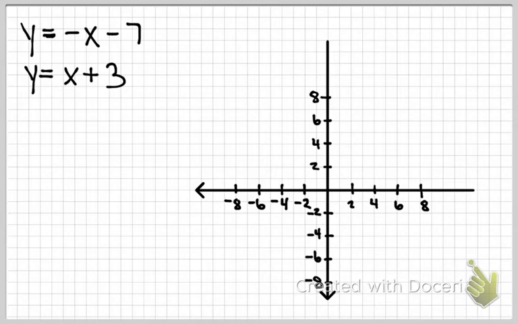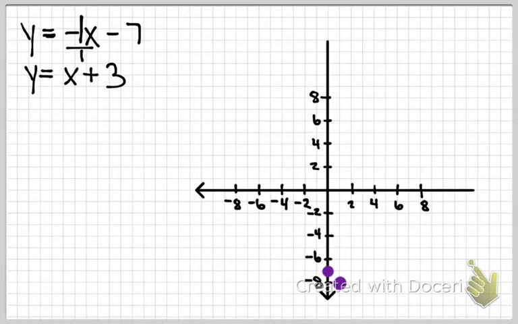On the first line, we go down 7, because our y-intercept is negative 7. We plot our point. Then, because our slope is negative x, that means negative 1 over 1. So I go down 1 over 1. Now my 2 points are plotted for my first line.